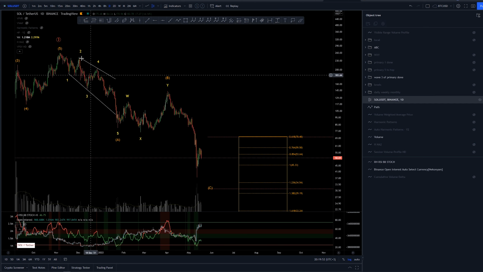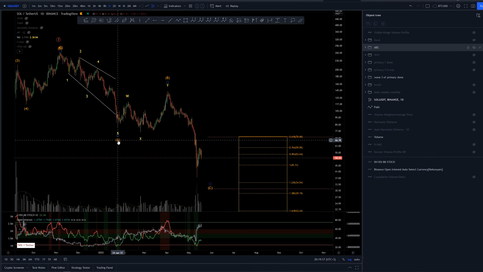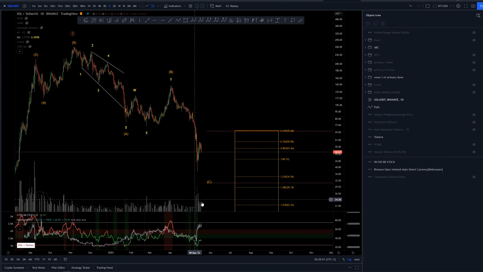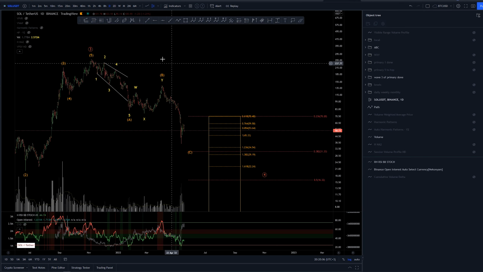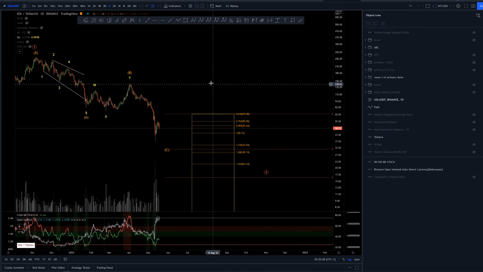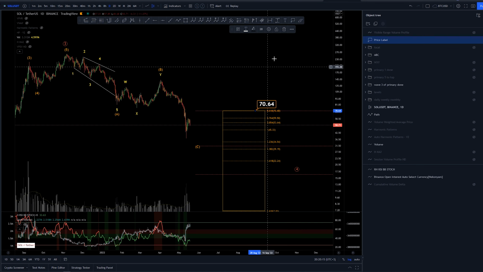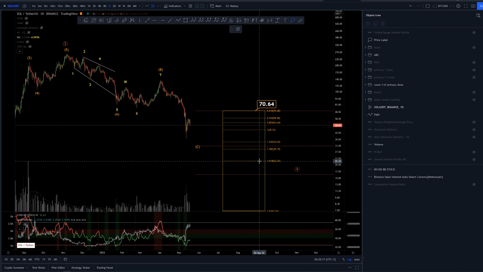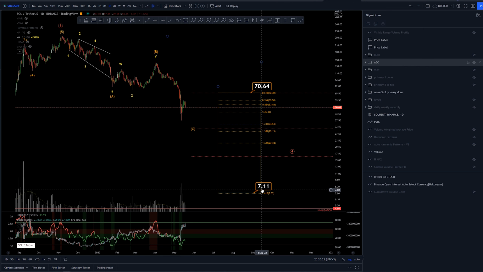Now this is saying that we have 5 waves in here in a diagonal, expanding diagonal, into A, a 3-wave structure into B, and now looking for 5 waves down to complete this whole correction here. So targets for this one overall on higher time frame, again from $70, which we have already come down to, all the way down here to $7 basically. Hopefully we don't get some massive extended 5th wave here.